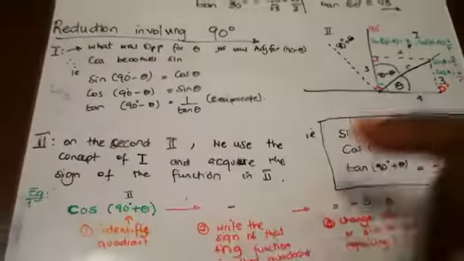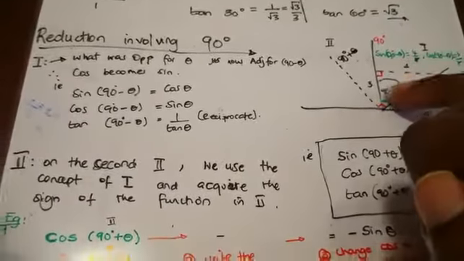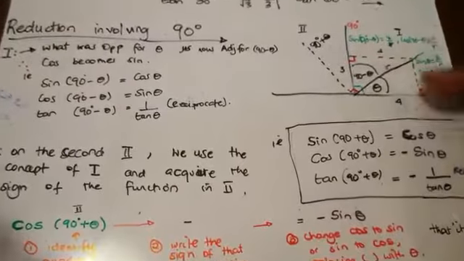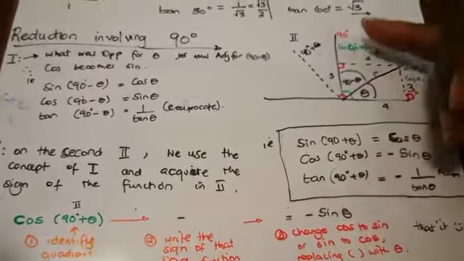So what you do is you look at the quadrant. 90 minus theta is in the first quadrant, and in the first quadrant, all of them are positive. So there's no sign that's going to change.